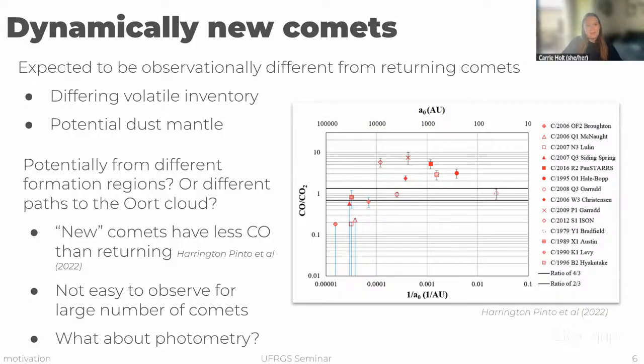But as you are well aware, we can't get spectroscopic observations for a large number of comets very easily, especially CO2, which can only be observed directly from space-based observatories. So one of the questions is, can we use photometry, which can be applied to many comets? Broadband photometry can go much fainter. We can go to smaller facilities and have more observing time because it's less competitive. So what could photometry tell us about new versus returning comets?